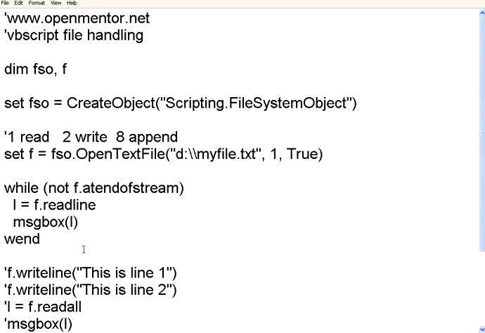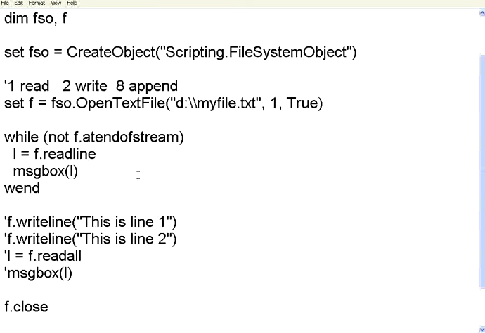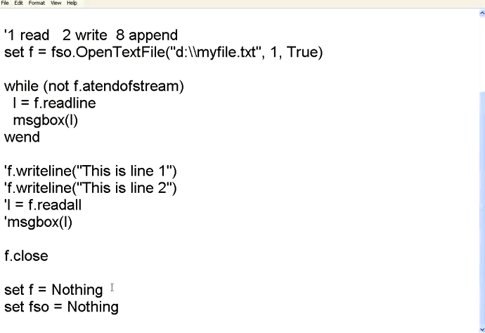So when you are dealing with file system objects, create the object, open the file in read, write or append mode, either write line or read line, then finally close the file. Before closing everything, you need to make sure those 2 file system objects are set to nothing so that it releases the space. I end this session here.